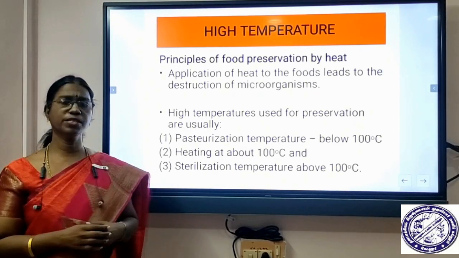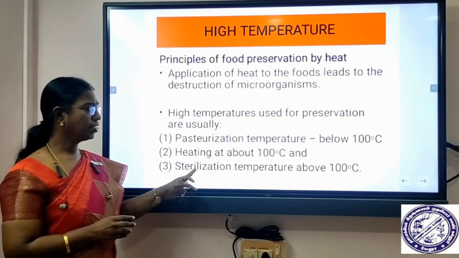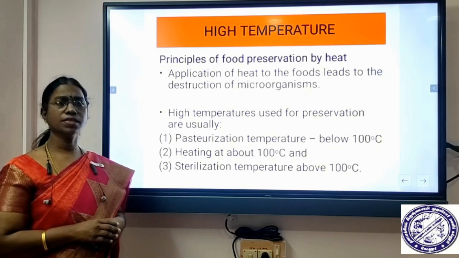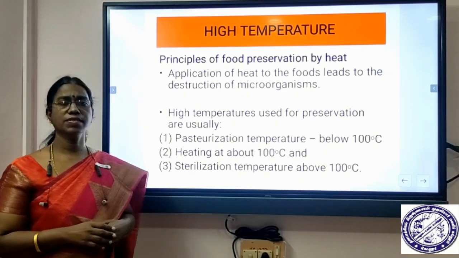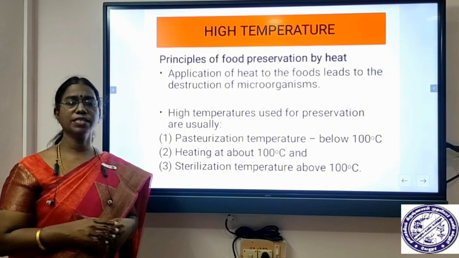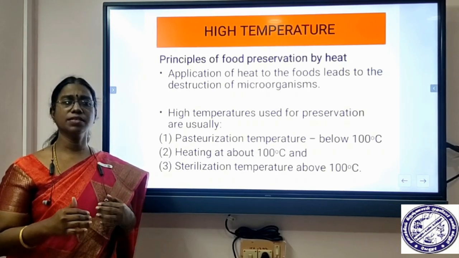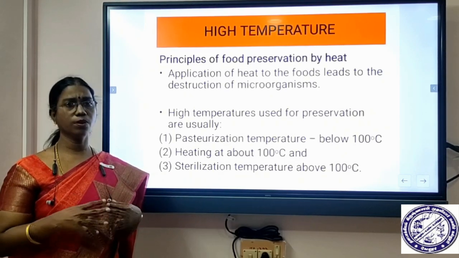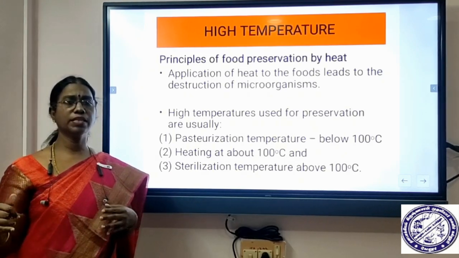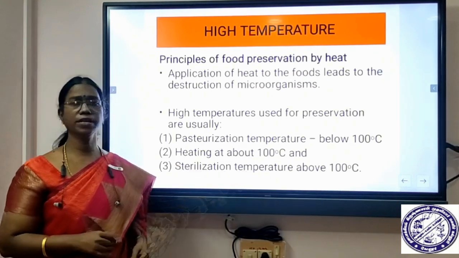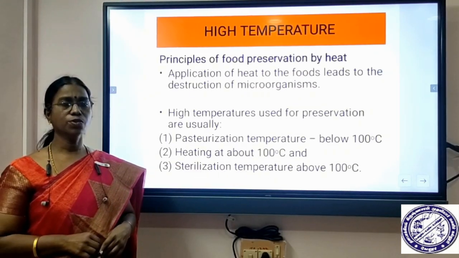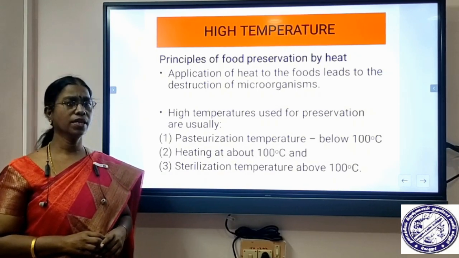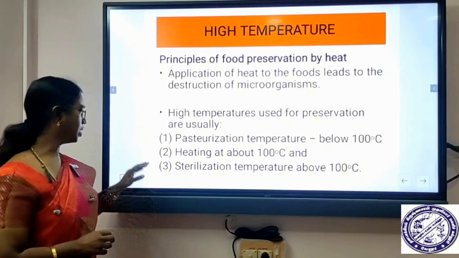And the next method of preservation is where temperature above 100 degrees Celsius is used. This above 100 degrees Celsius will be obtained only by steam under pressure. That is the pressure cooking method, or else hot retorts can be used, or autoclaving. So these are the different methods where a temperature above 100 degrees Celsius is obtained, so that the microorganisms, even the spore forming microorganisms that are not easily killed, can be destroyed.